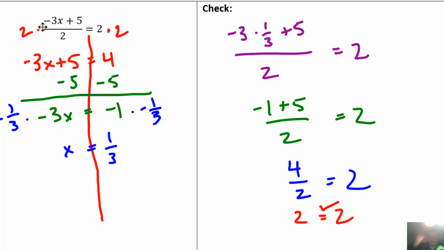That leaves us with negative 3x plus 5 equals 4. Get rid of the 5 by subtracting 5 from both sides. We get negative 3x equals negative 1. Multiply both sides by the reciprocal of the coefficient, so we get negative 1/3 times negative 1, which gets us 1/3. And if we check it, negative 3 times 1/3 is the first thing we do, which gets us negative 1. Negative 1 plus 5 is 4, and 4 divided by 2 is 2, so we get both sides are equal to 2, so we did it correctly.